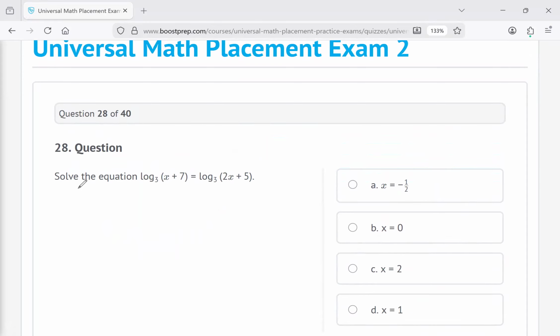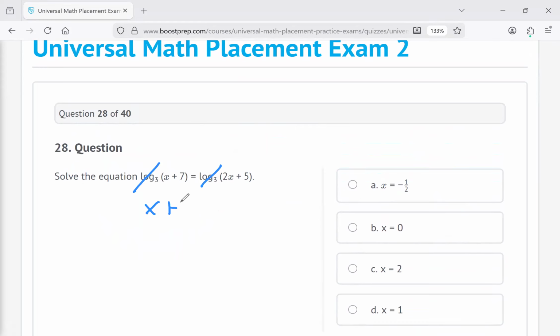This one, solve the equation. We have log base 3 of x plus 7 equals log base 3 of 2x plus 5. You do not have to put it in power form. Instead, see on the left they have a log base 3, and on the right they also have a log base 3. It's a good sign because you could just ignore it and then bring down your leftovers.